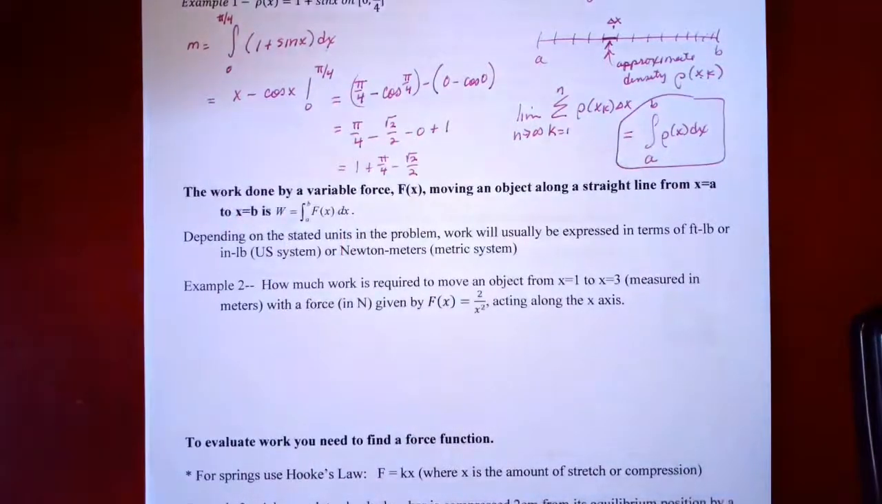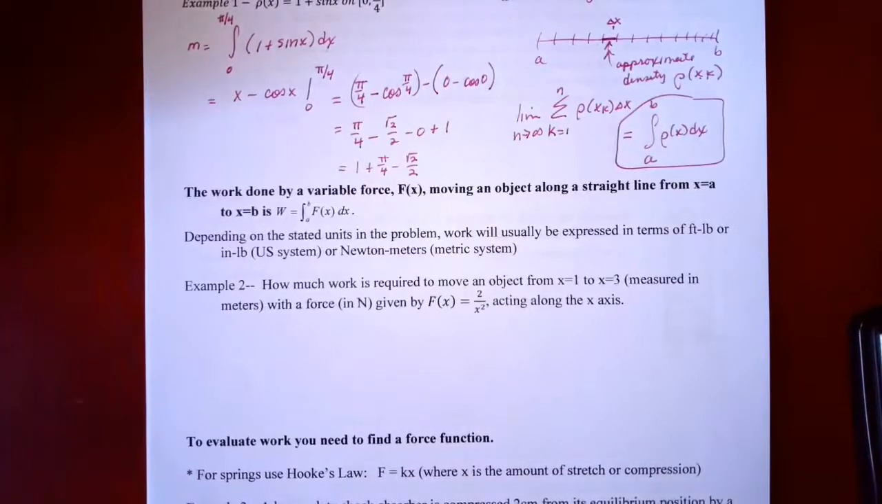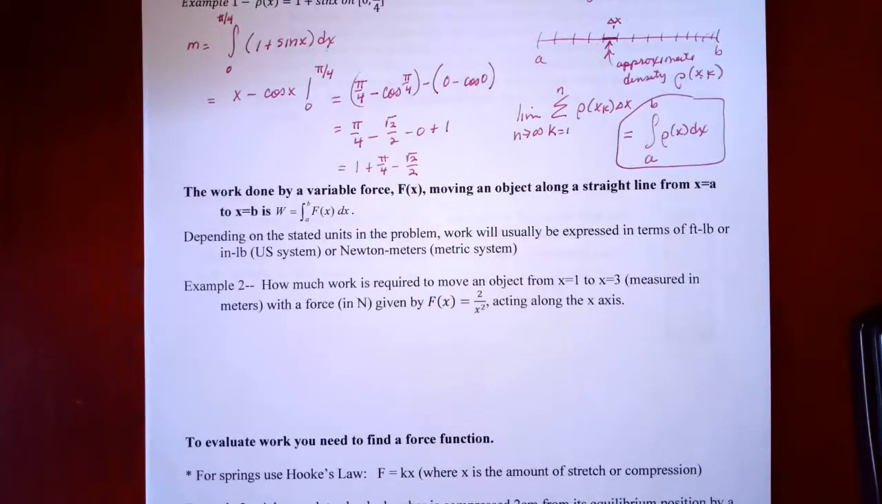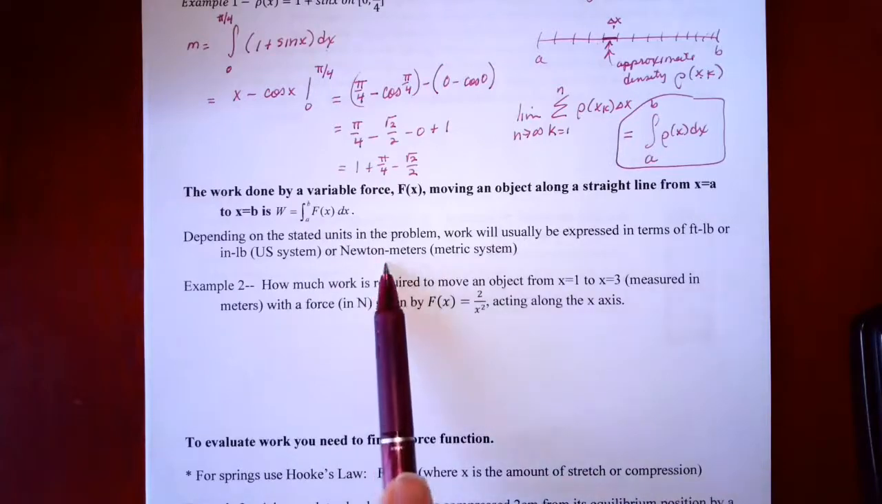Now, this book is better than the last book as far as using the metric system. But occasionally you'll still see some problems in terms of the U.S. system. Work is typically measured in foot-pounds or inch-pounds or something like that in the U.S. system, or Newton meters in the metric system, and a Newton meter is also a joule. So bear with me. Sometimes I will still put something in the U.S. system, just forgetting, but most of the problems that we'll do in this book will be in the metric system.